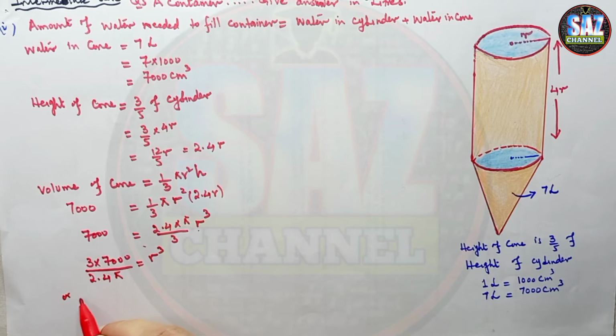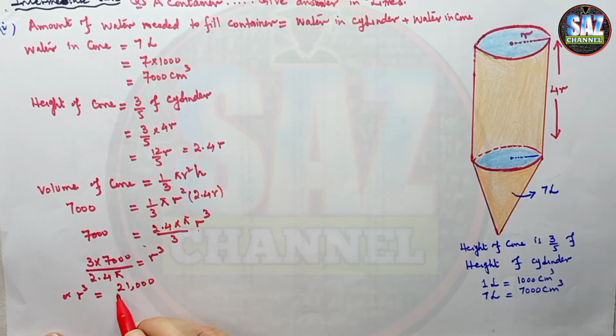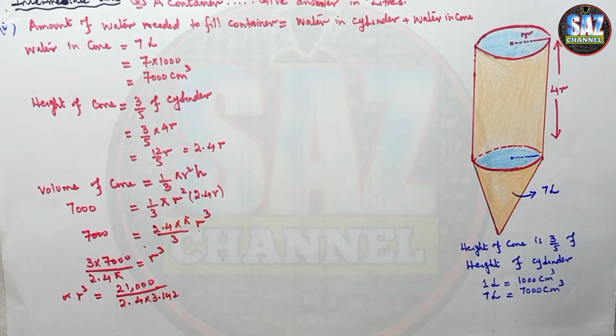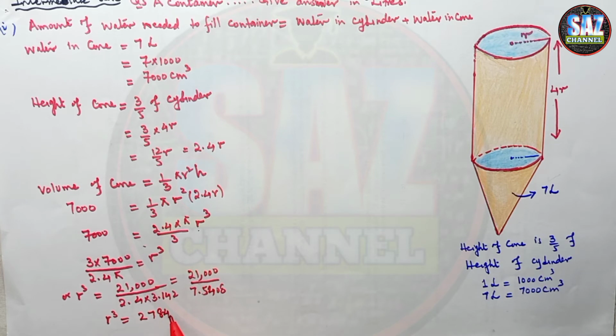Okay, and now r cube can be written in the form 3 multiplied by 7000 is 21000, divided by 2.4 multiplied by 3.142. 2.4 multiplied by 3.142 gives me 7.5408. So 21,000 divided by 7.5408 gives me 2784.85. So r cube equals 2784.85. And now in order to get the radius, I have to take the cube root.